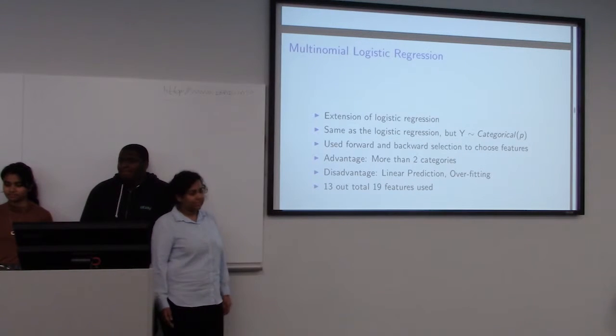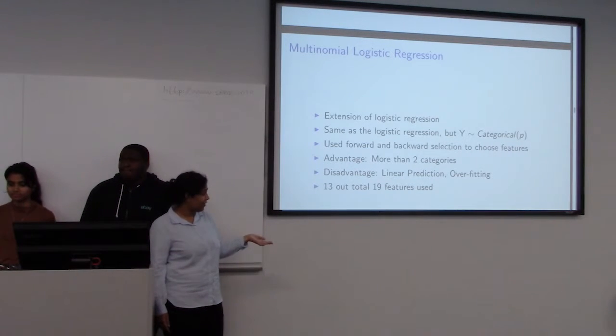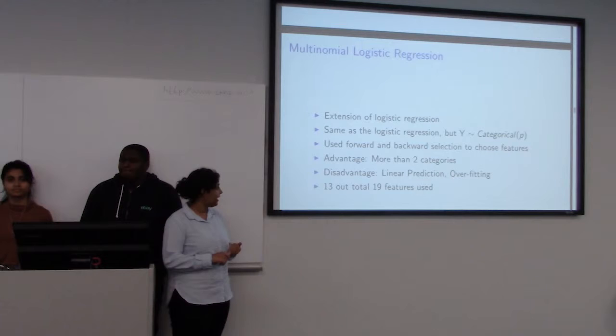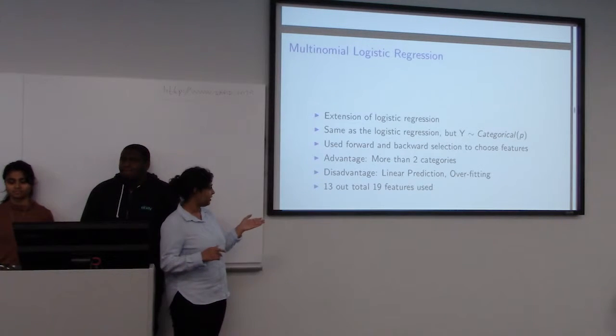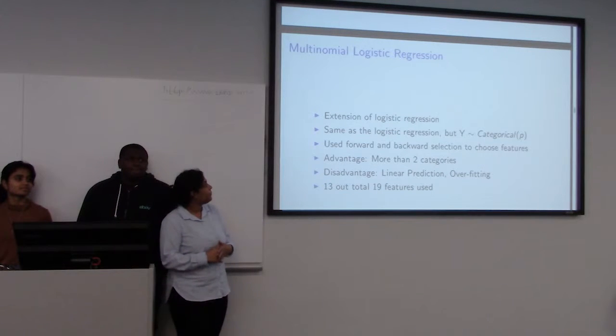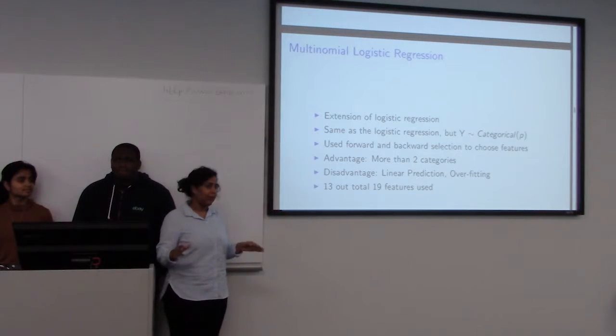An advantage with this is you can do more than two categories, and it's easier to understand than random forest. But there's a big chance of overfitting, and it uses linear prediction. Overfitting is when the model works really well on the training data set, but on the test data, it doesn't have a good classification rate.